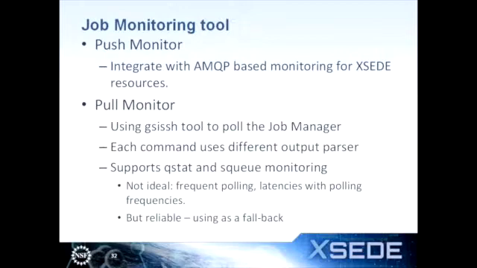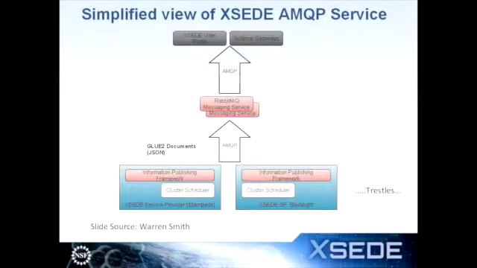So this is the architecture. This is the AMQP architecture that we use for our push monitoring. It reads the job information from the qstat file and publishes those messages to the RabbitMQ bus.